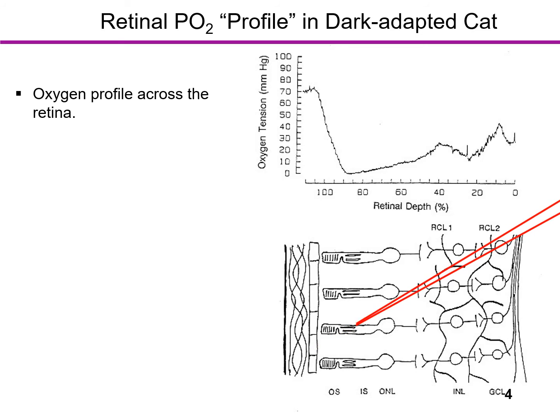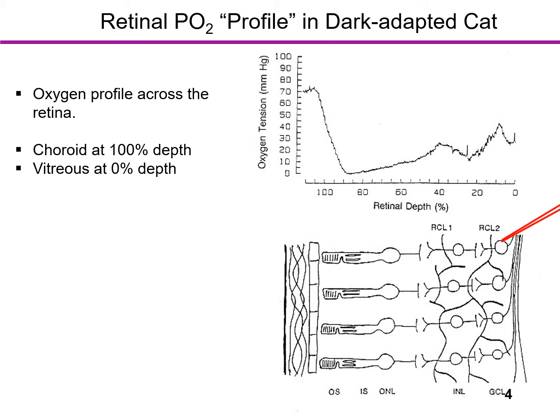The way we make these measurements is we put a microelectrode all the way into the retina, past the retinal pigment epithelium, and then gradually withdraw it, which generates this map of oxygen shown at the top, roughly correlated with this picture of the retina at the bottom. The choroid is at 100% depth in these maps, and the vitreous is at 0% depth.